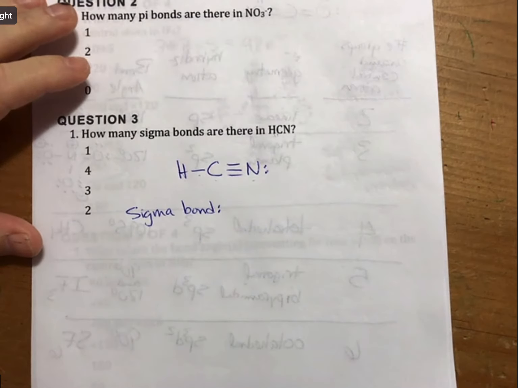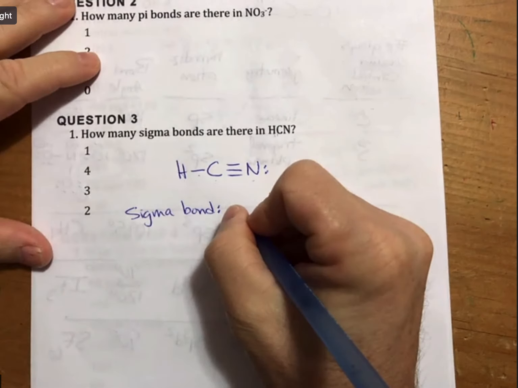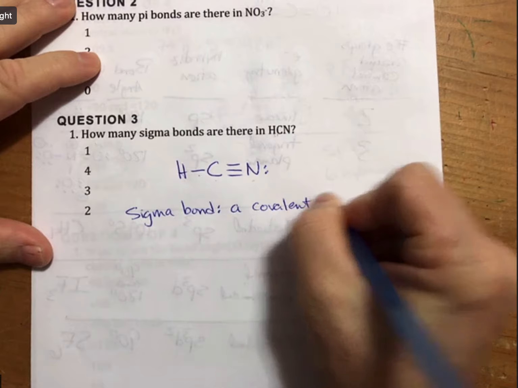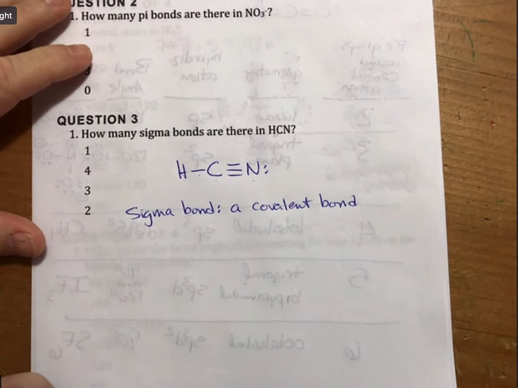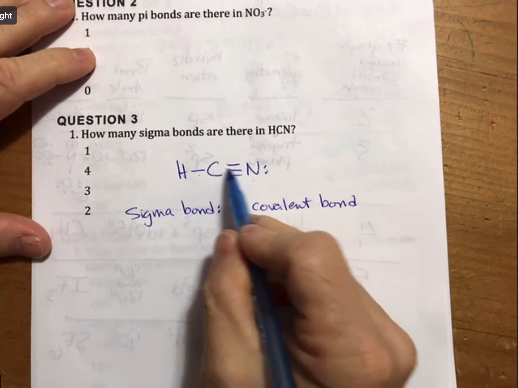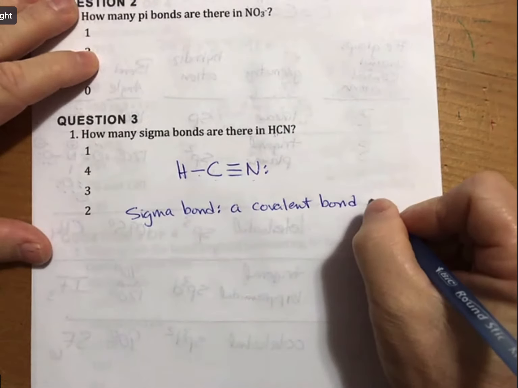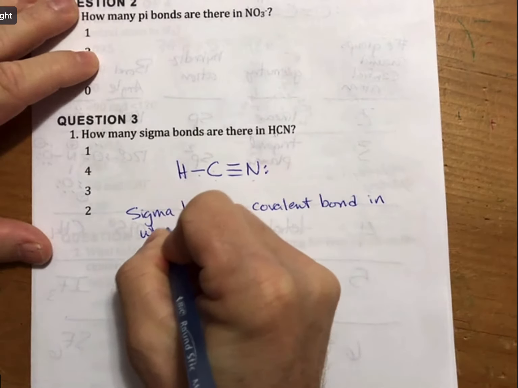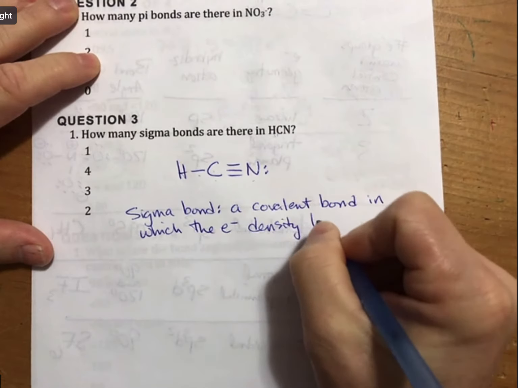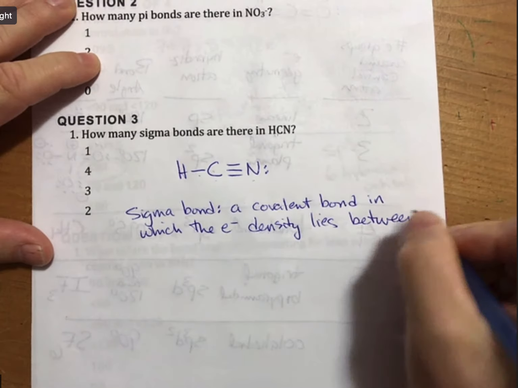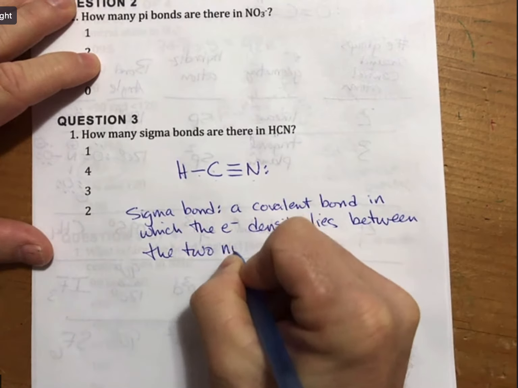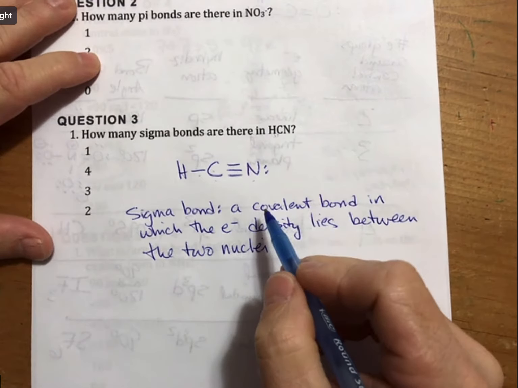The definition of a sigma bond is a covalent bond in which the electron density lies along the axis of the two nuclei, a covalent bond in which the electron density lies between the two nuclei in the bond.